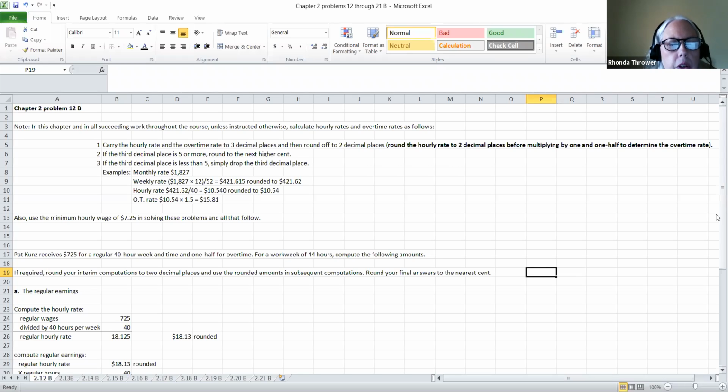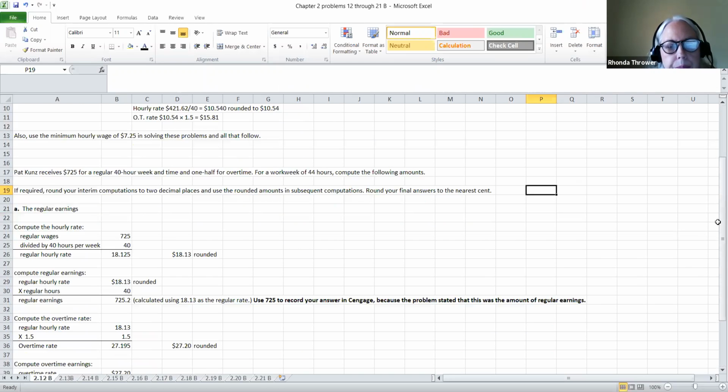And what you could do is you could just pick up the 725 because that's what they told you were the regular earnings. But I took it a step further to show you how they would calculate that. You would calculate regular earnings by first computing a regular hourly rate. And that regular hourly rate would be based on the regular wages. The regular wages that are paid are $725, and it's on a weekly basis, and it's for a regular 40-hour work week. Notice they're telling you here that it's 40 hours.